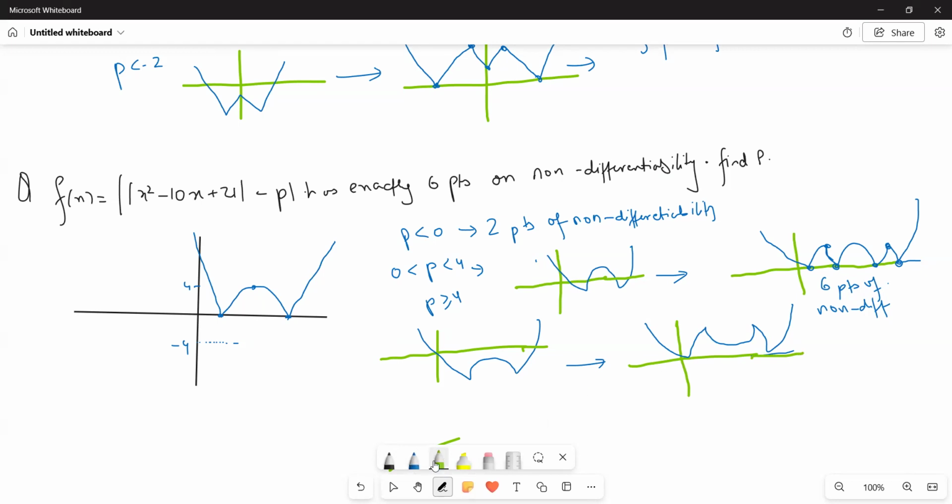So now this function is non-differentiable at 4 points. So that will be the description for this. 4 points at which the function is non-differentiable, but in the question we are asked to do it for 6 points. So for 6 points, the answer is p has to lie between 0 and 4. That will be the answer.